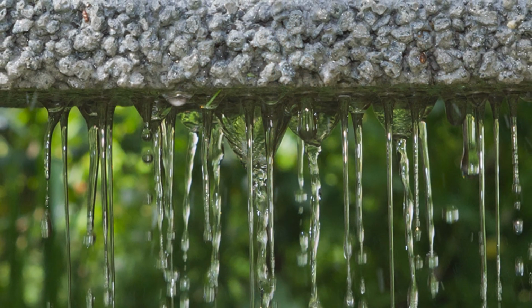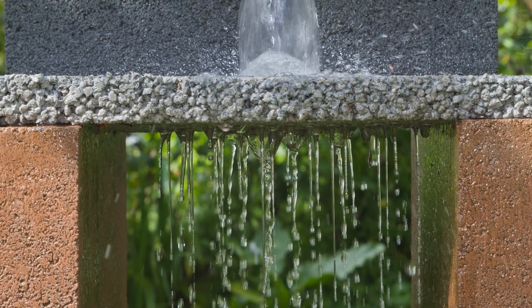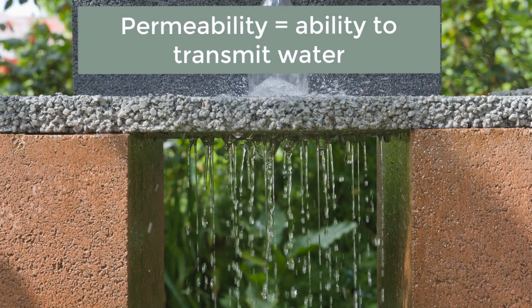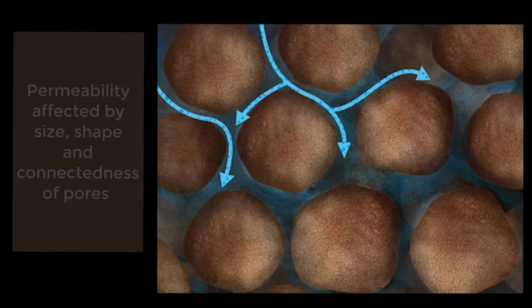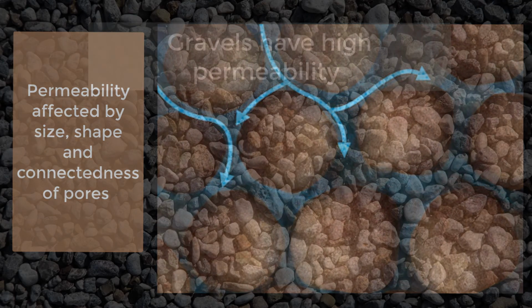The second quality that determines whether rock or sediment would be a good place to store water is its permeability, which is the ability of earth materials to transmit, not store, but transmit the groundwater. And this varies by orders of magnitude, and it's determined by the size, the shape, but mostly how interconnected those pore spaces are.